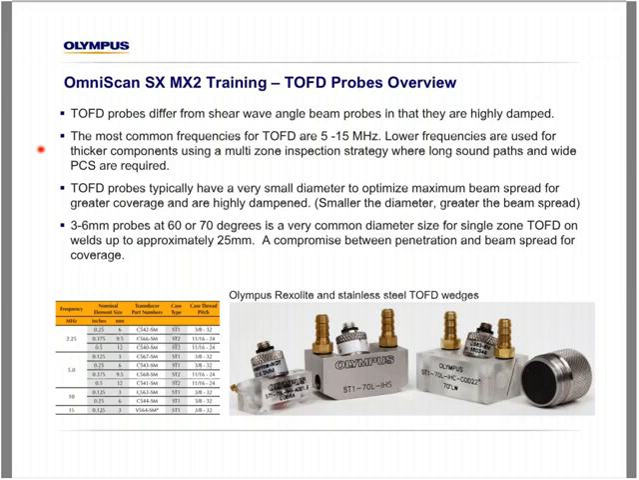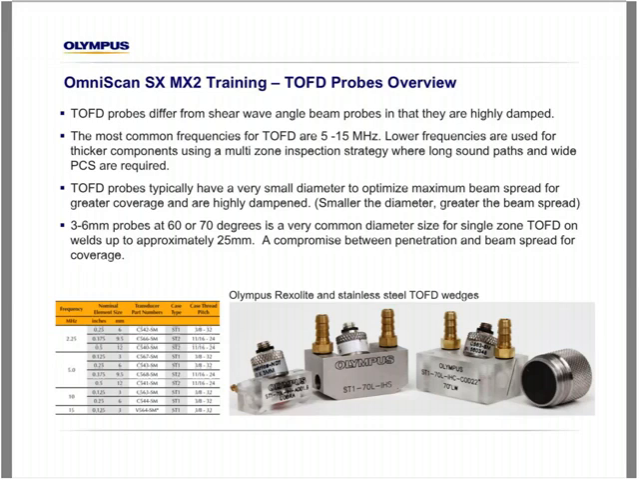ToFD probes typically have a very small diameter as compared to their shear wave conventional equivalents to generate beam spread and greater coverage. The most common versions of those are 3 to 6 millimeter probes at 60 or 70 degrees for a single ToFD zone. And we can see that in the Olympus ToFD probes and wedges, they go from 2.25 megahertz to 15 megahertz in different sizes based on the sound path.